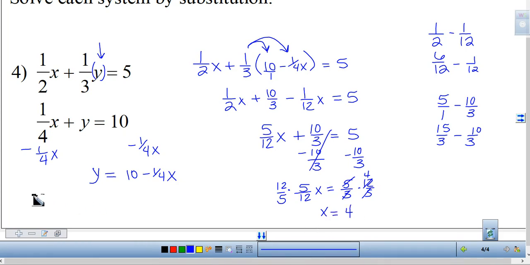I'm almost done. Again, remember this is a point, and I only have the x part of it. I need the y. What should I do? Take my x value, and I'll plug it into one of these equations. You have 3 options, but I think option number 3 is going to be our easiest. If I do 10 minus 1/4 times 4, I get 10 minus 1. 10 minus 1 is 9, and so the point where these two lines cross is 4, 9.